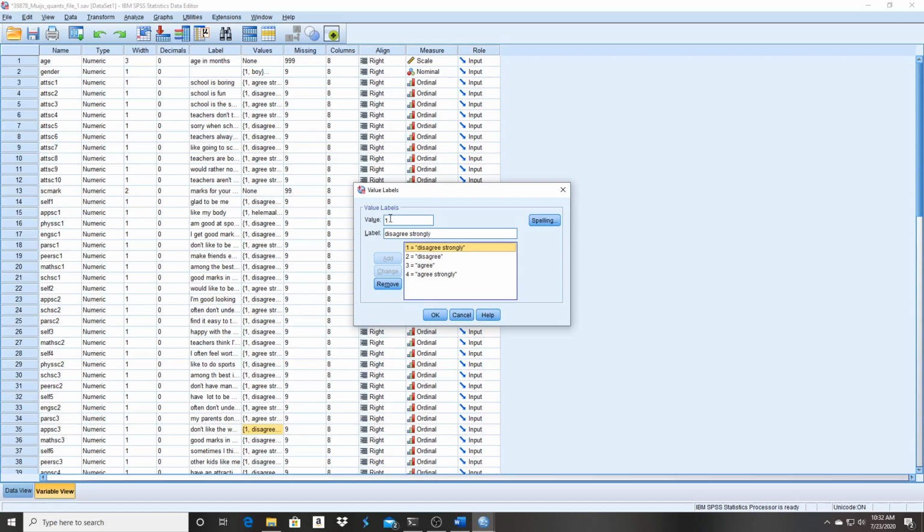Up here, you put in 1, and then the value that you want it to have. Okay, and then hit add, and it'll go in here. Then you go to 2, and write down disagree, hit add, and then you bring them over to this column. So when you're done, it should look exactly like this, okay? This is the correct one. Okay, so I'm just going to click there.